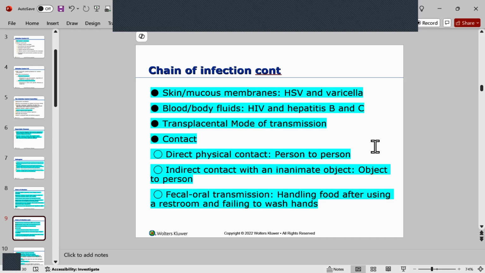Contact is where you have to actually either have direct physical contact, person to person, touch, or indirect contact with an inanimate object, object to person. In other words, the lady in room 312 has C. diff. She wipes herself, but doesn't really wash her hands. So she's got it on her hands. She touches the doorknob. She touches the wall. Boom, right? Inanimate objects. And then there's fecal oral transmission. And that is just when someone handles food after they go to the bathroom and they don't wash their hands. Ew, ew, ew.